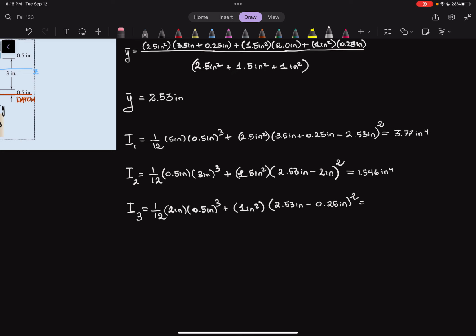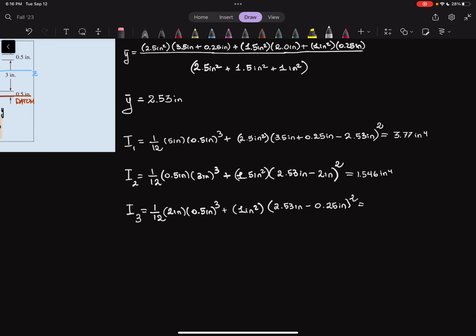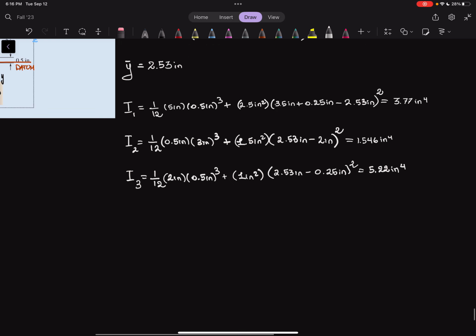So we get 1/12 times 2 times 0.5 to the third plus 1 times 2.53 minus 0.25. All that is squared. We get 5.22 inches to the fourth. So now we can find our total just as before.